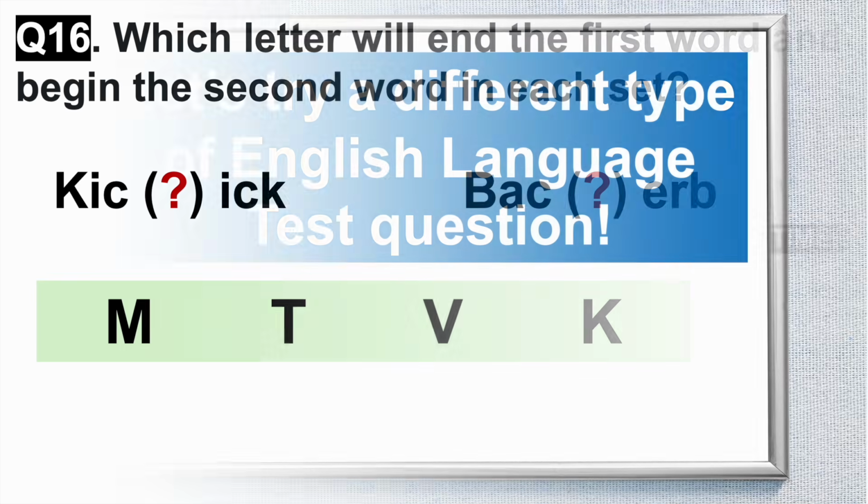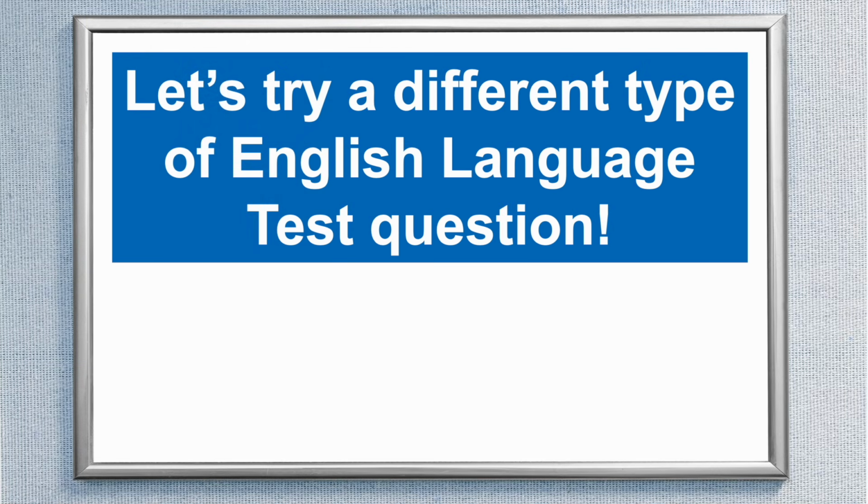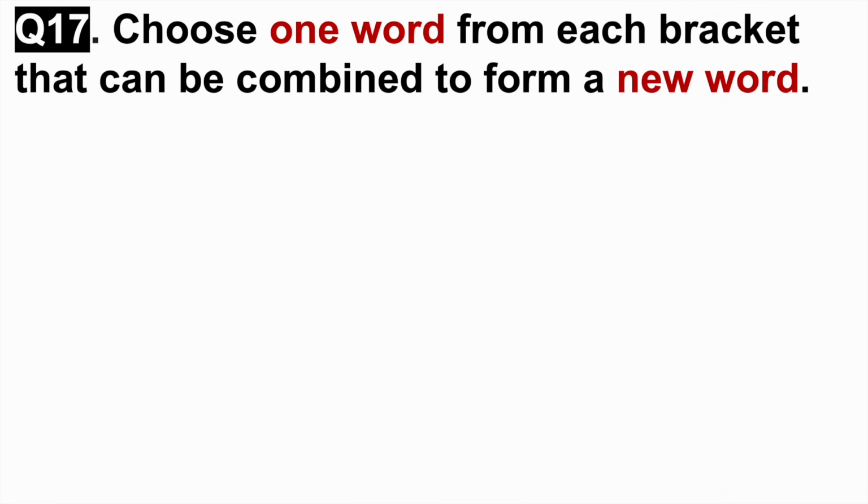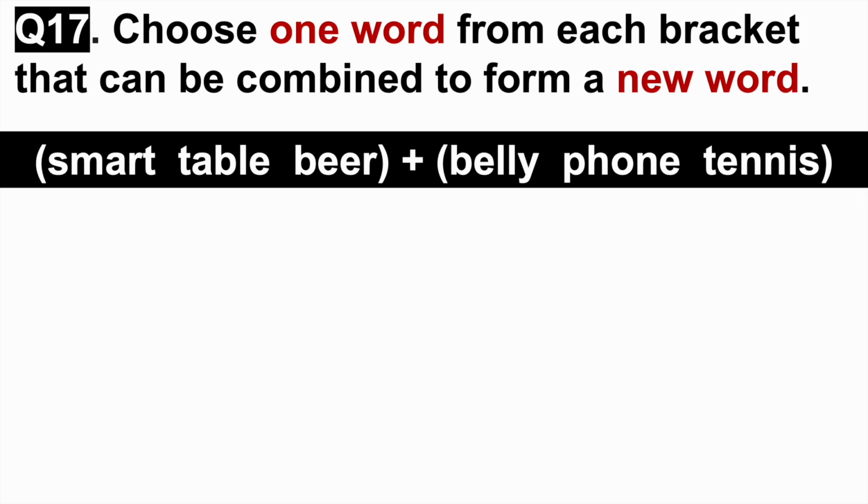Fantastic, well done. You are making tremendous progress. Let's now try a different type of English language test question. This is called word creation. Test question 17. Choose 1 word from each bracket that can be combined to form a new word.